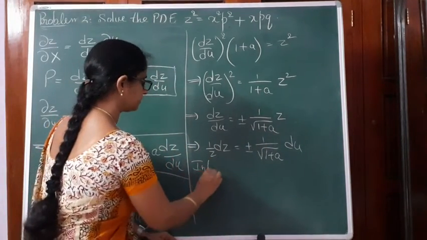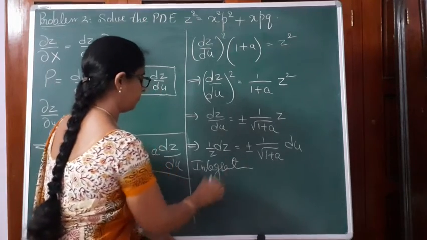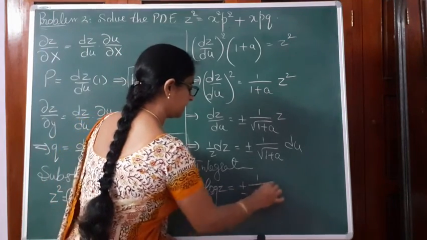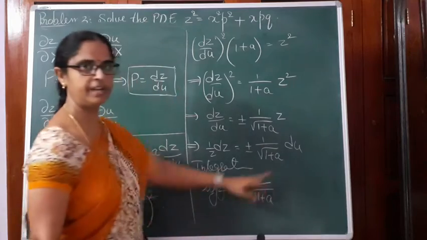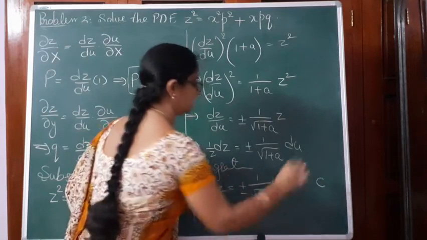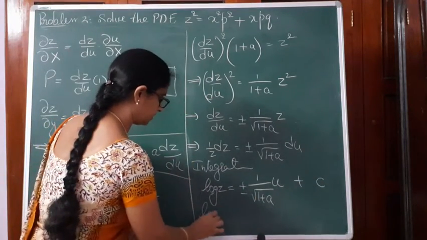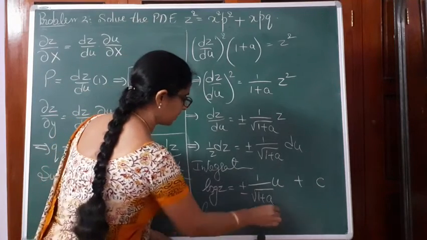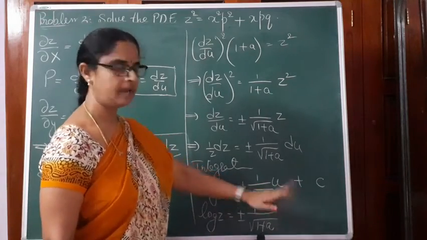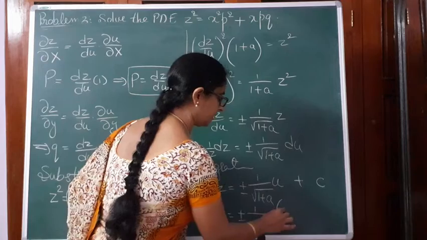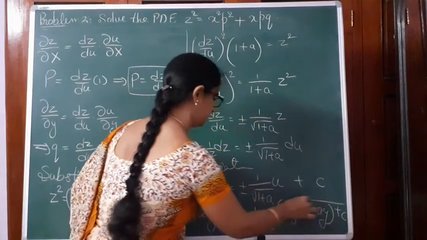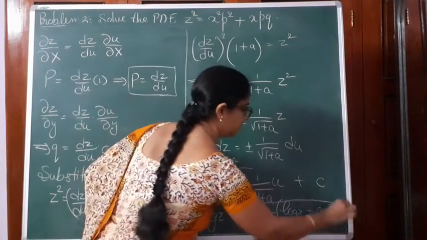Now integrating. Integrating, we get integral of 1 by z is log z is equal to plus or minus 1 by square root of 1 plus a integral of du. 1 by square root of 1 plus a is constant. Integral of du is u plus integration constant c. Now resubstitute. Log z is equal to plus or minus 1 by square root of 1 plus a. What is u? U is capital X plus a y. But what is capital X we have taken? Log x plus a into small y plus c. This is the general solution for the given partial differential equation.